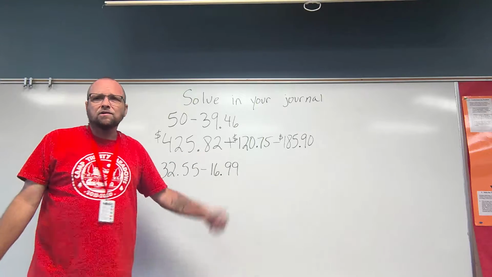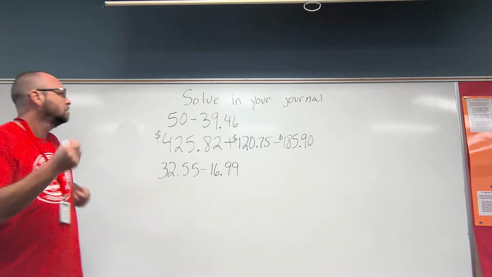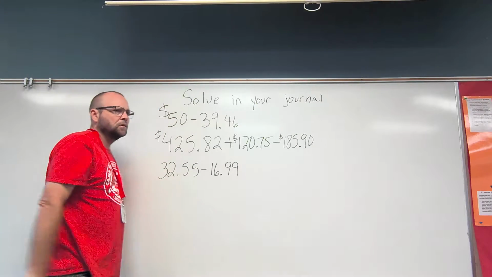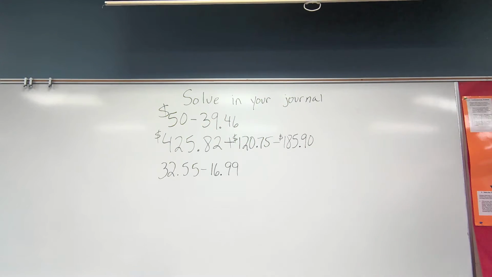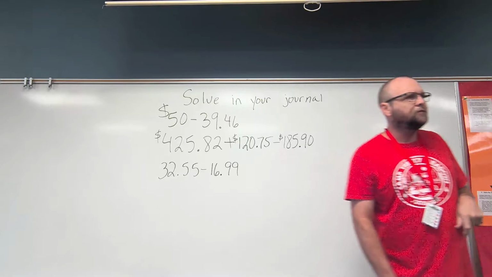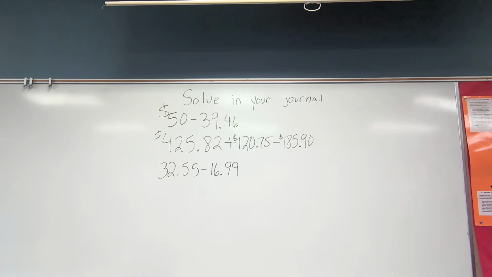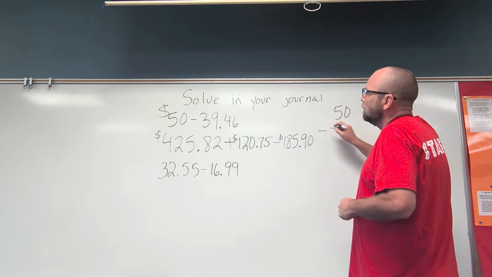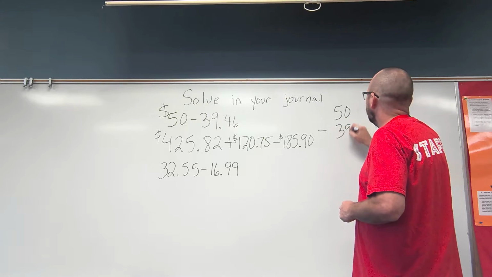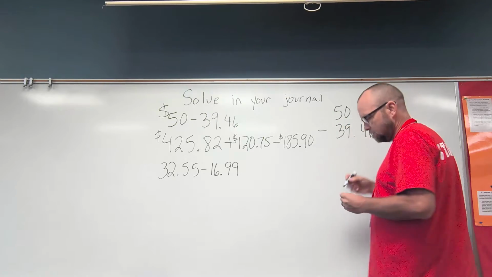This first one was actually a money problem. This was the problem where she went to the store and the cashier gave her the wrong amount of money back. And we had to figure out how much real change she should get. And she paid with a $50 bill. And she spent $39.46.